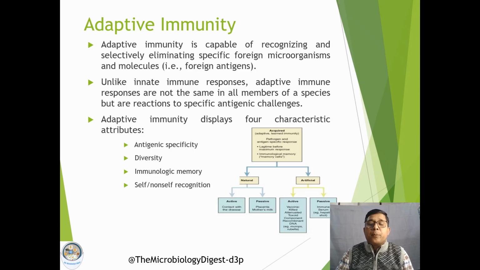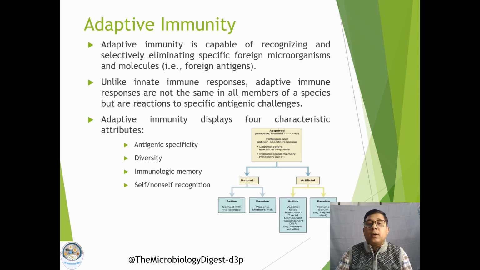Adaptive immunity displays four specific characteristics. First one is antigenic specificity, which means adaptive immunity is specific to a particular antigen. The second characteristic is diversity. The third one is memory. Immunologic memory means that once adaptive immunity is mounted, it can memorize the invader. And the fourth one is self or non-self recognition.